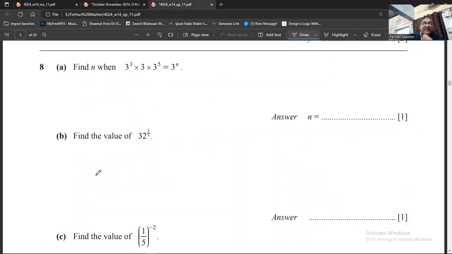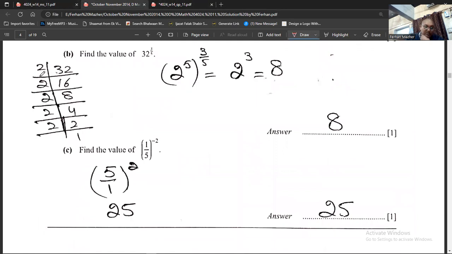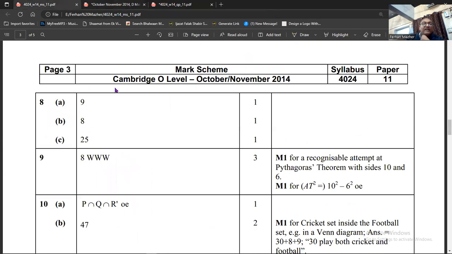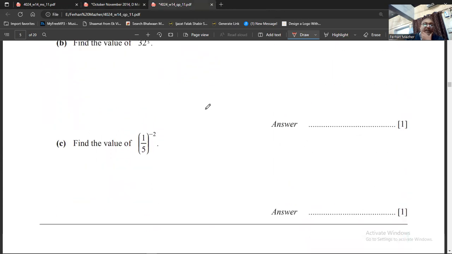Question number 8, B part. He says, find the value of 32 raised to power 3 by 5. I will prime factorize the 32. So 2 16s are, 2 8s are, 2 4s are, 2 2s are, 2 1s are. So 32 is basically 2 raised to power 5, and raised to power 3 by 5. So this 5 and this 5 will be cancelled. So you will have 2 raised to power 3 and that will be equal to 8. So question number 8, B part, 8 is the answer. This is the solution.